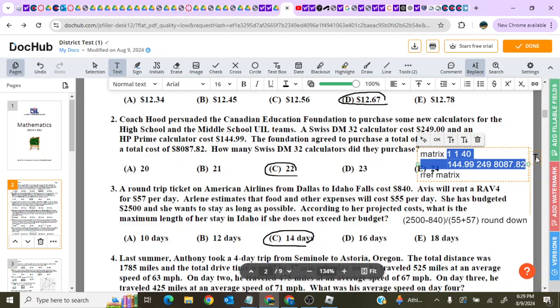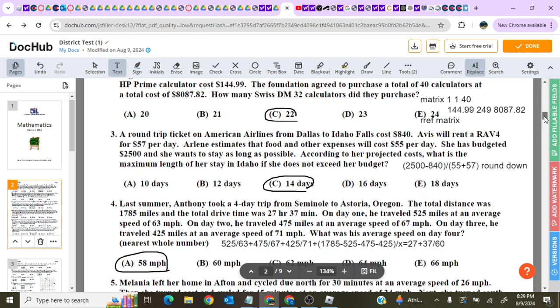Round trip on American Airlines costs $840. You'll rent an RV for $57 a day, and other expenses cost $55 a day. She budgeted $2,500 and wants to stay as long as possible. According to the projected budget, what's the maximum length of her stay?